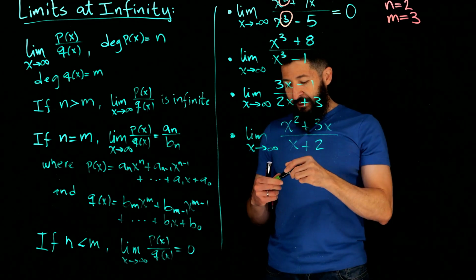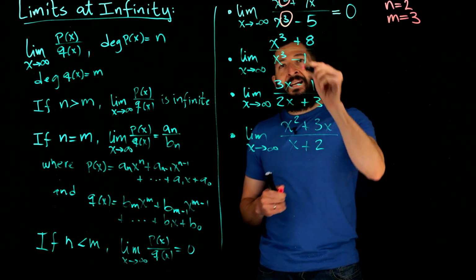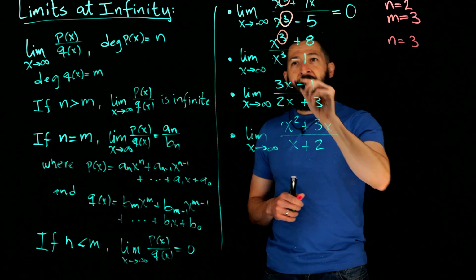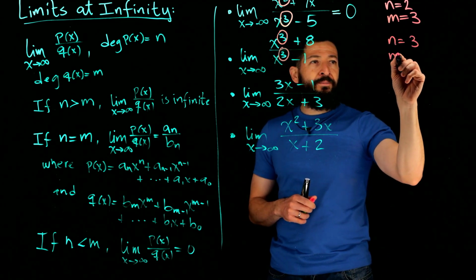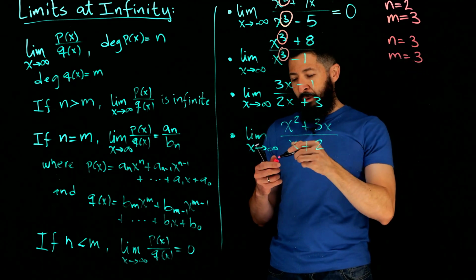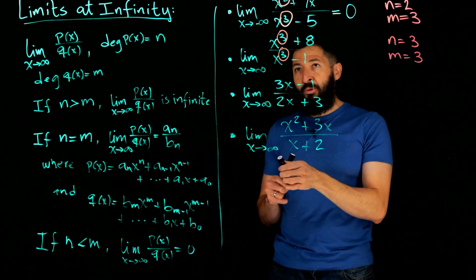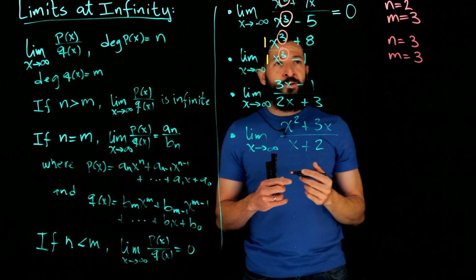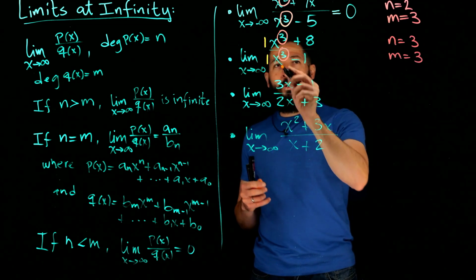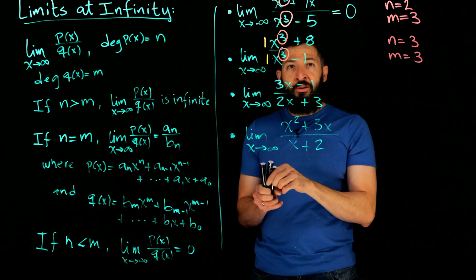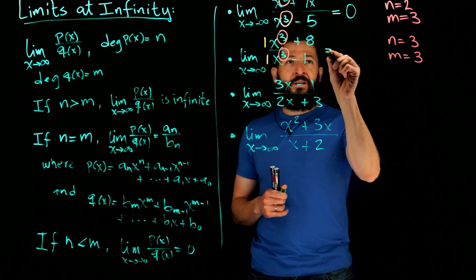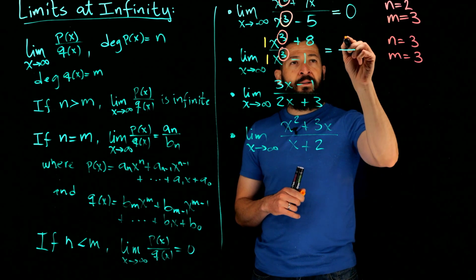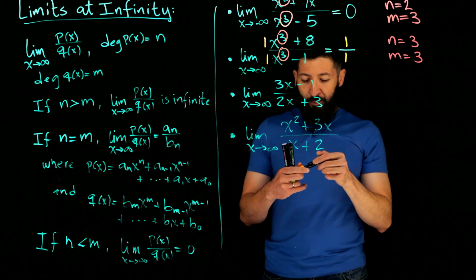Now this one right here, notice that n, which is my numerator, is 3, m is 3. So I have to do the ratio of the leading coefficients. And who are the leading coefficients? I have a 1 that appears in front of each one of them, 1 times x cubed, 1 times x cubed. So those are going to be the numbers I pick. So it's going to be 1 over 1, and the limit is 1.